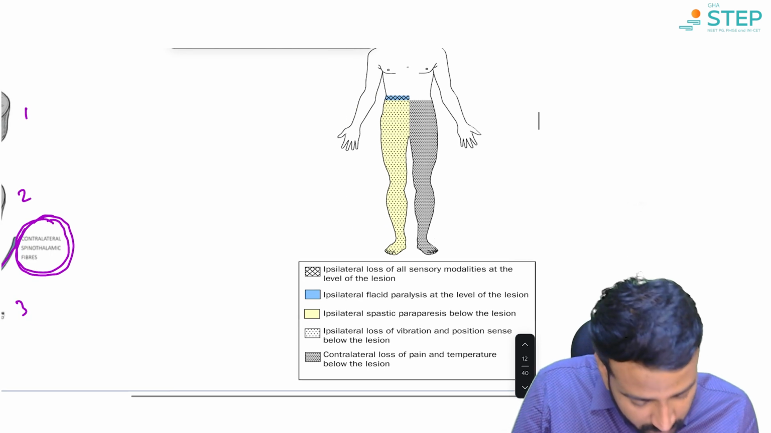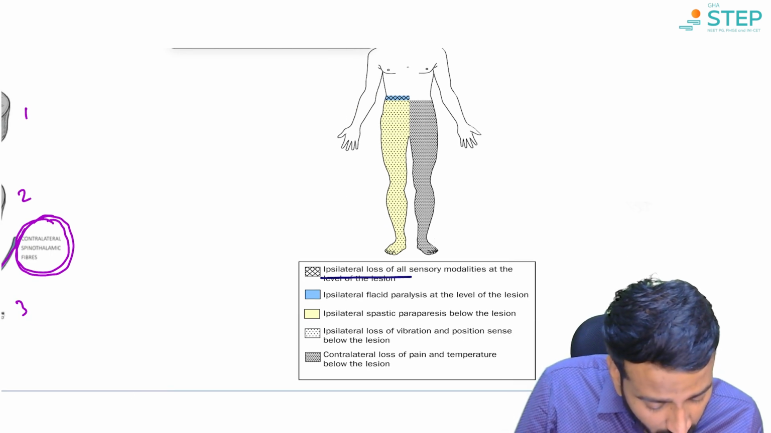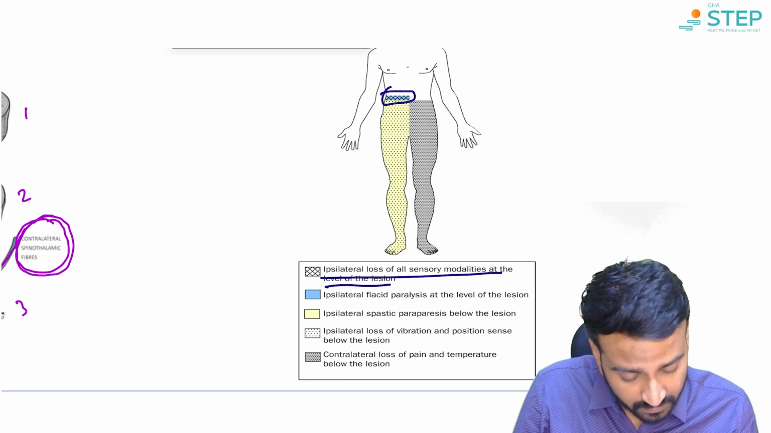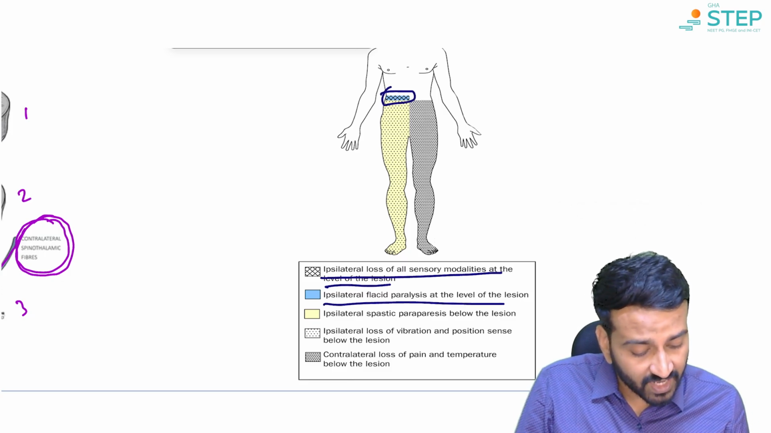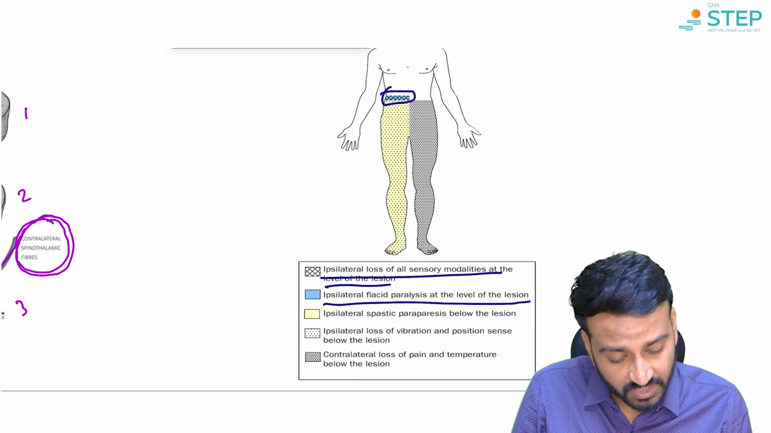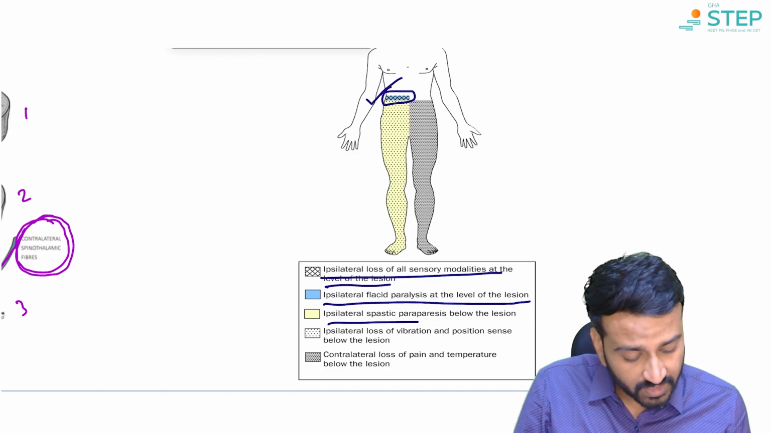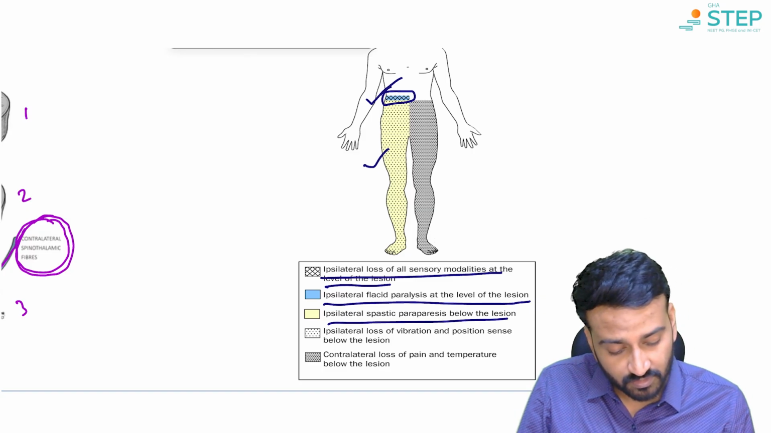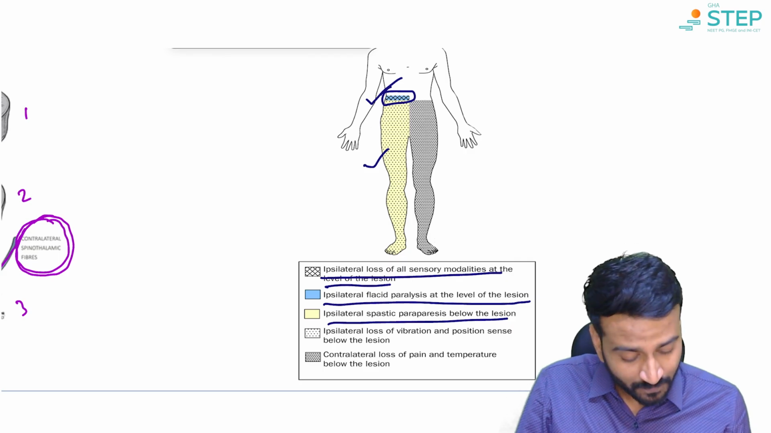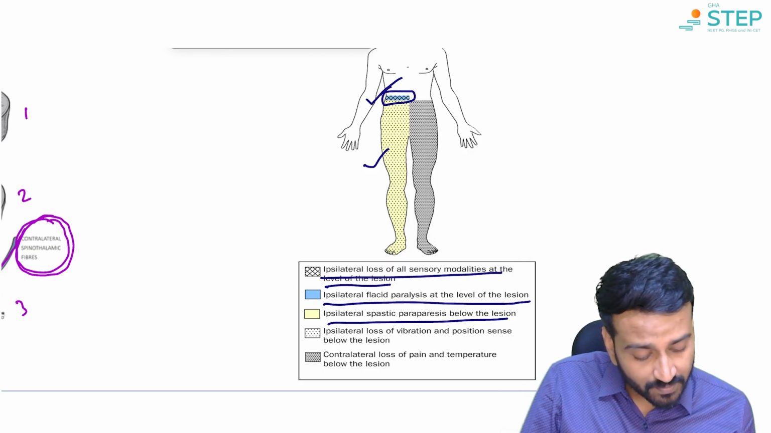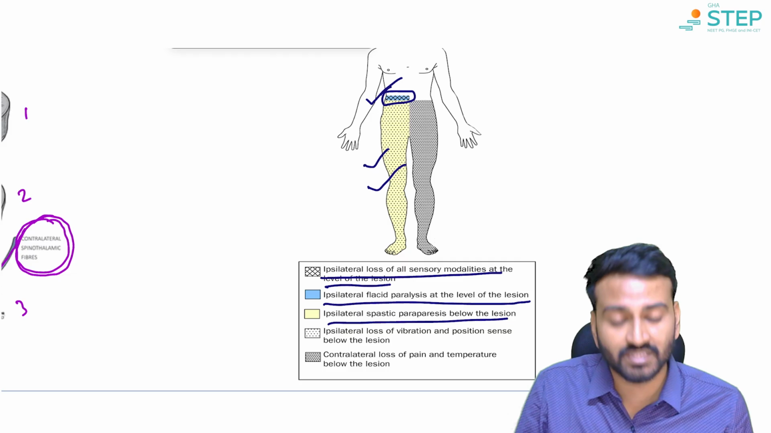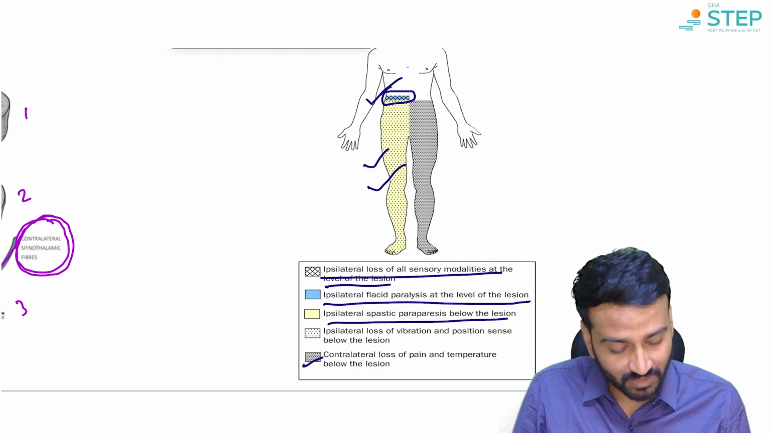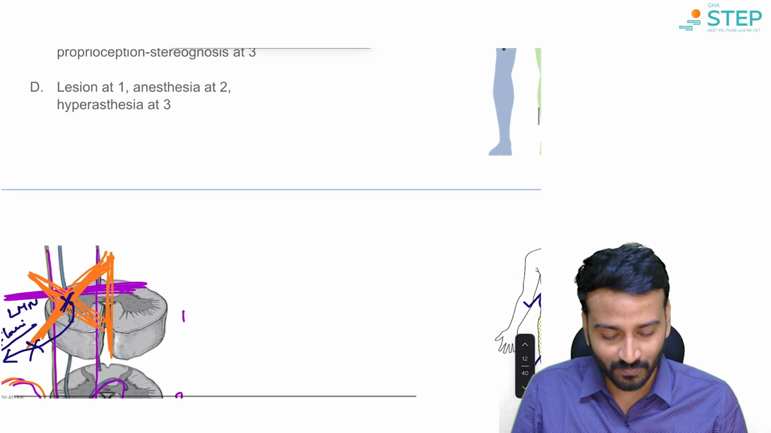See here, ipsilateral loss of all sensory modalities at the level of lesion, that is here. Okay, ipsilateral flaccid paralysis at the level of lesion here. Ipsilateral spastic paralysis below the lesion. Of course, upper motor neuron feature. Ipsilateral loss of vibration and position sense below the lesion. Yes, dorsal columns. Contralateral loss of pain and temperature below the lesion. Perfect. This is Brown-Séquard syndrome.